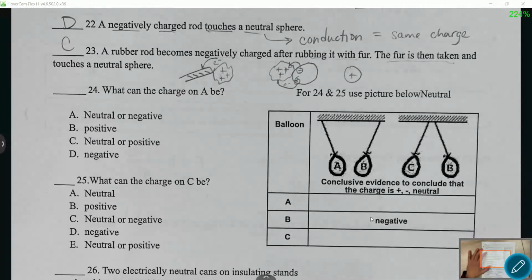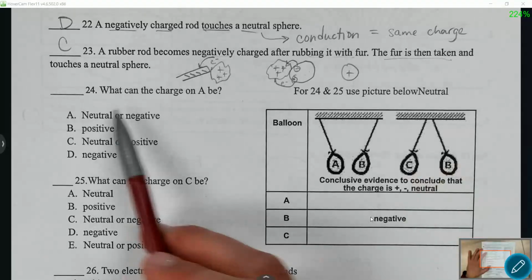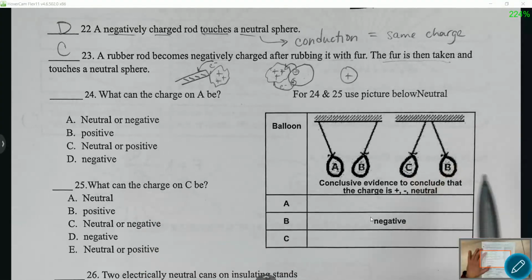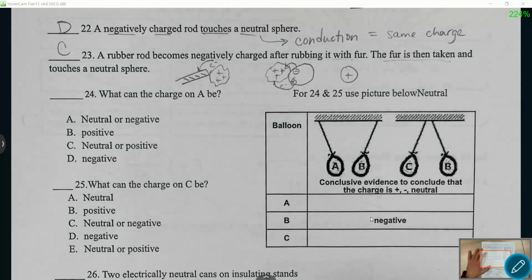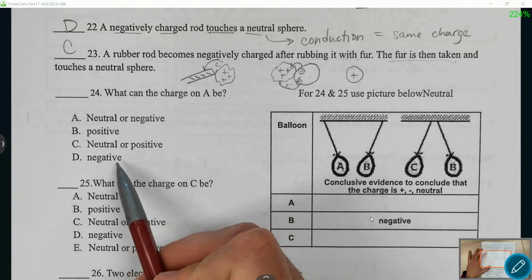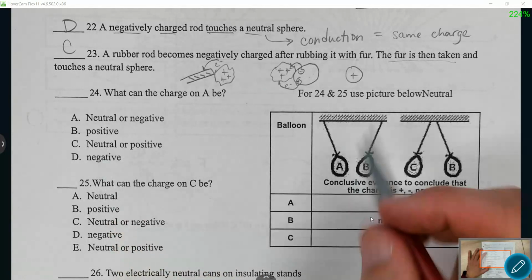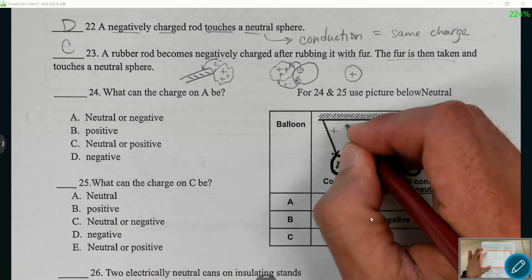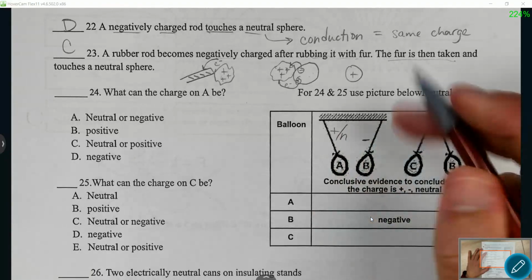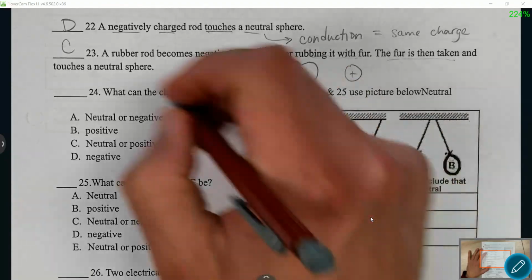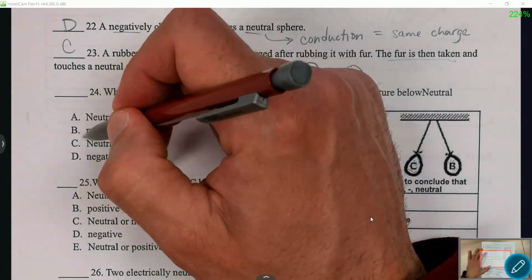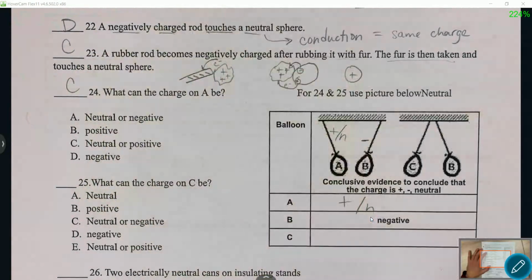Then we have the balloons. We know that B is negative. What can A be? Well, we said it before. What attracts negative charge? Positive, and what else? Neutral. So it's not just positive. It's definitely not negative because they would repel. If B is negative, either positive or neutral will attract this. So we have to make sure we write that correctly. Neutral or positive. So C.